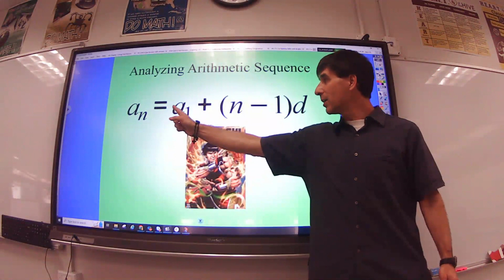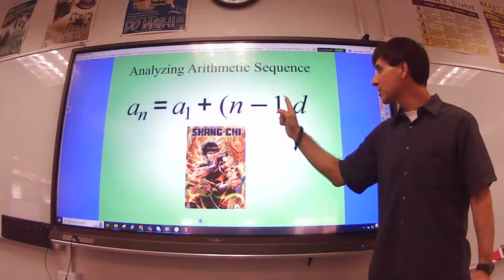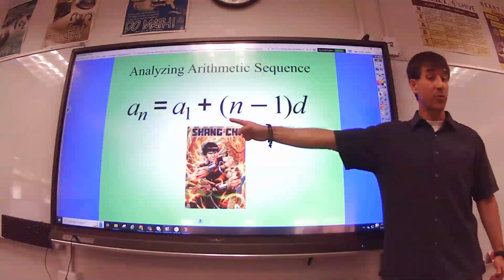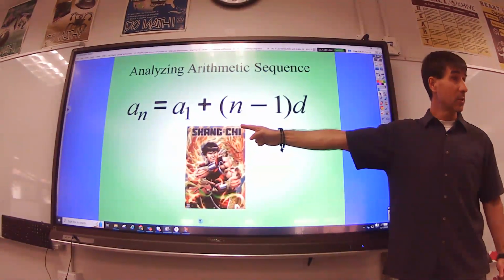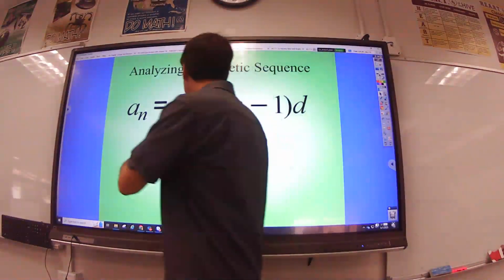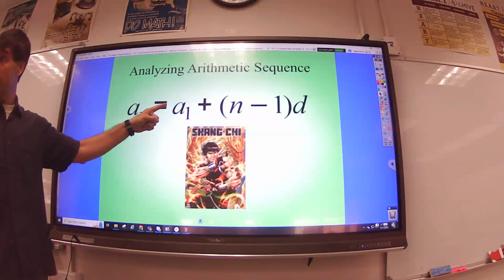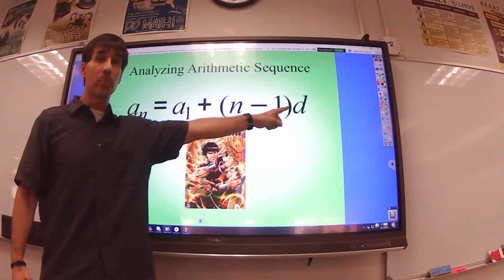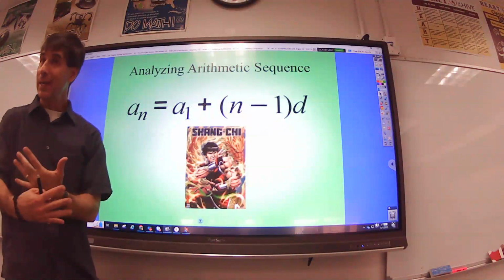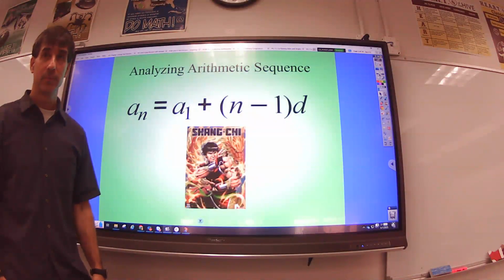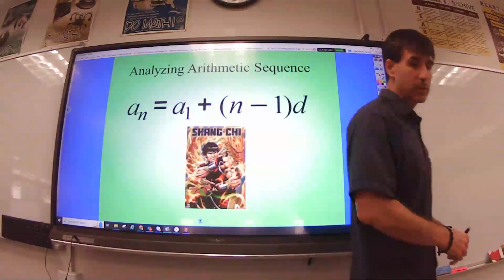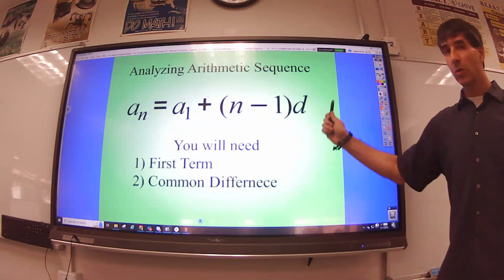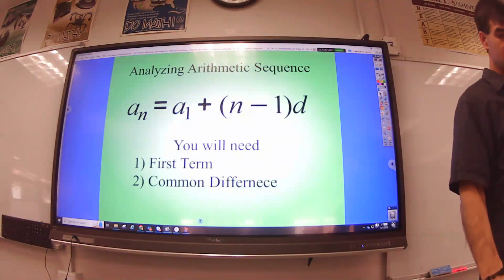This is a sub n equals a sub 1 plus n minus 1 times d. A sub 1 is the first term. This is where we plug in the first term. With this formula, we don't need to do the table and make the zero term. We plug in the first term, then we plug in the difference, then we combine it, and we have our equation. So make sure you write that down. In order to do this, you need the first term and the common difference.